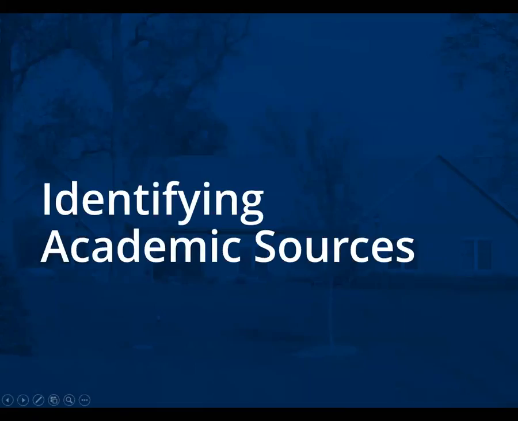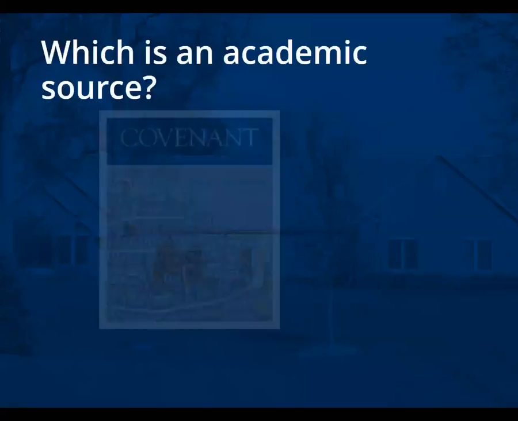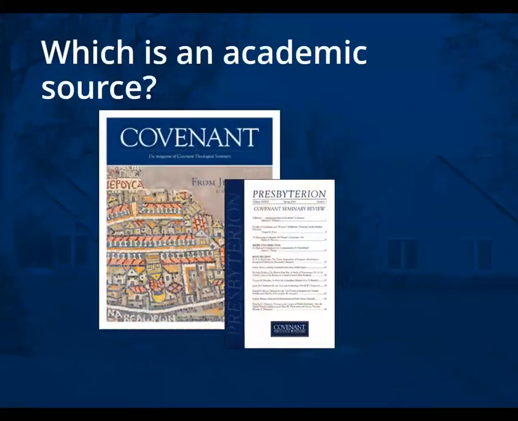Okay, so that's finding commentaries, finding journal articles. And so now I want to talk a little bit about evaluation of this material. So we'll start with identifying academic sources. What counts as an academic source? So here are two publications put out by Covenant Seminary, Covenant Magazine and Presbyterion. Which of these is an academic source? So hopefully you would say Presbyterion, because that's the right answer.